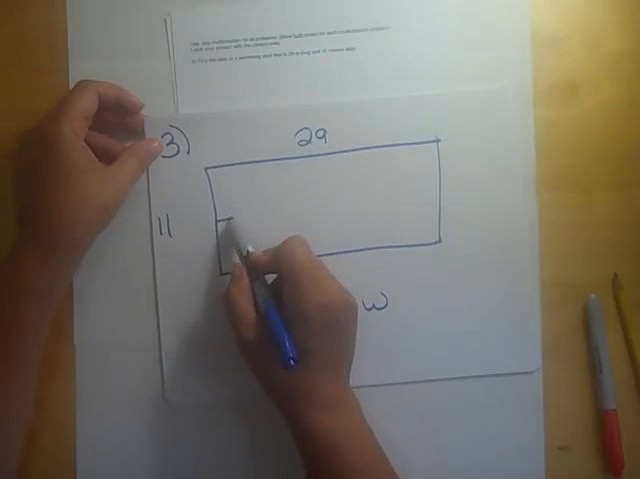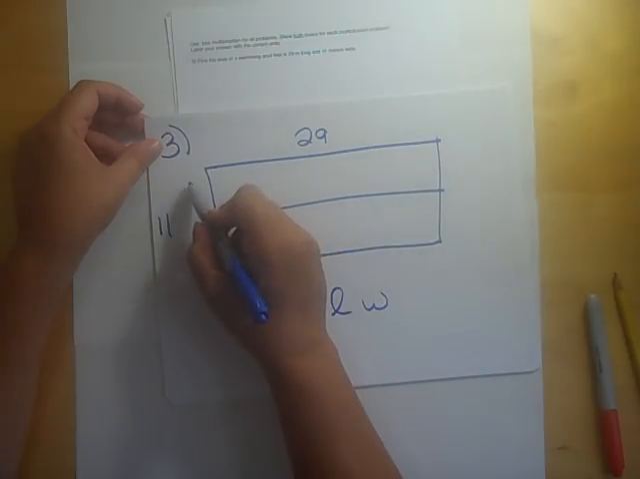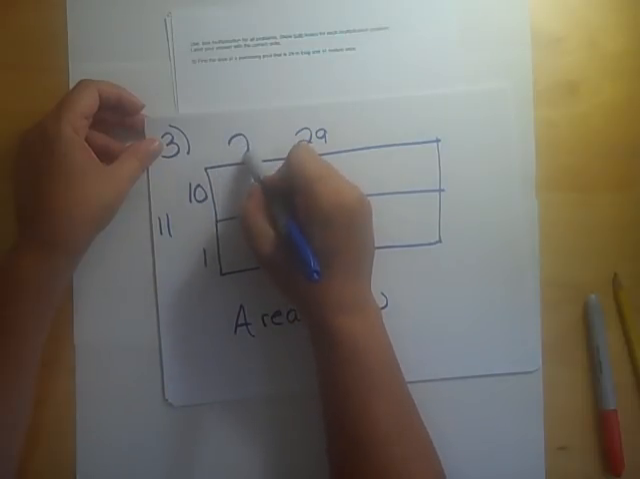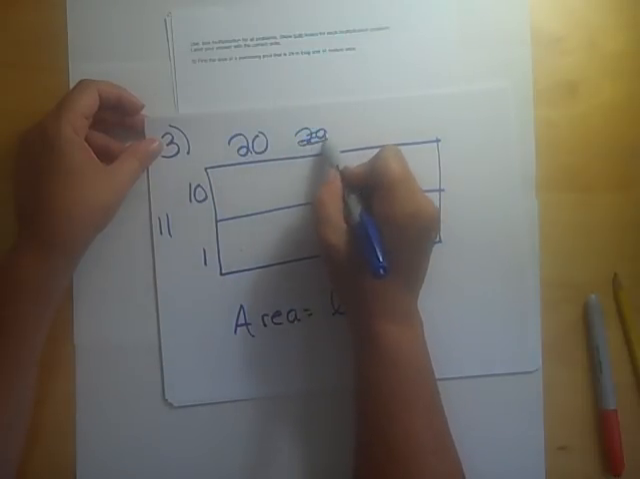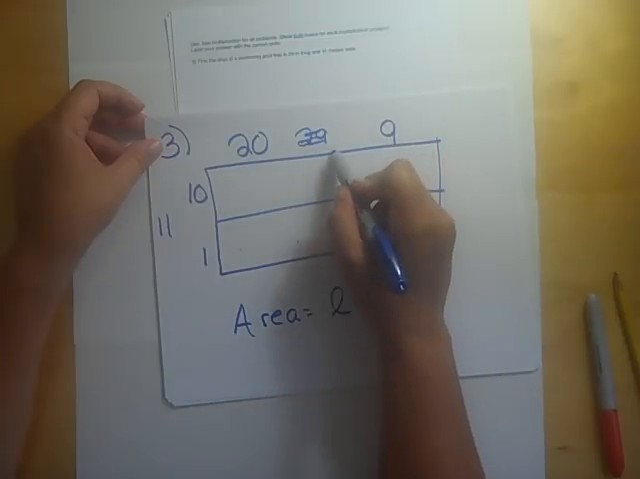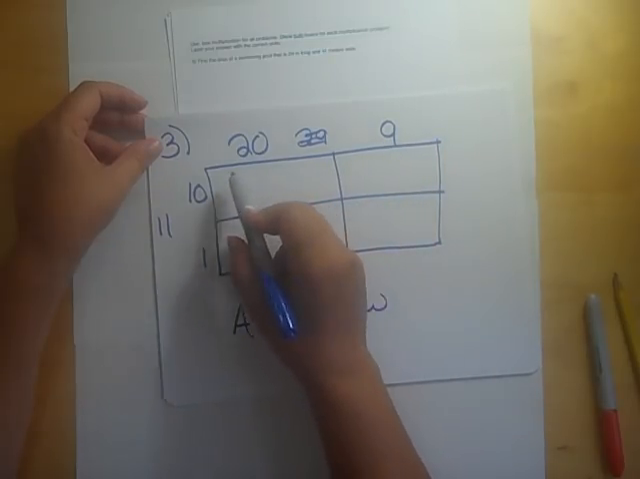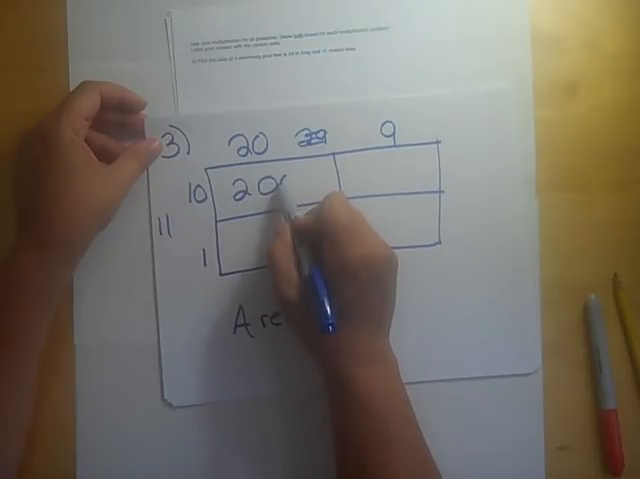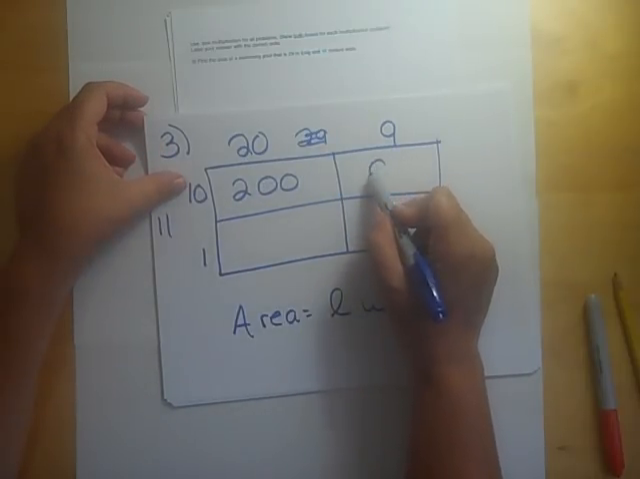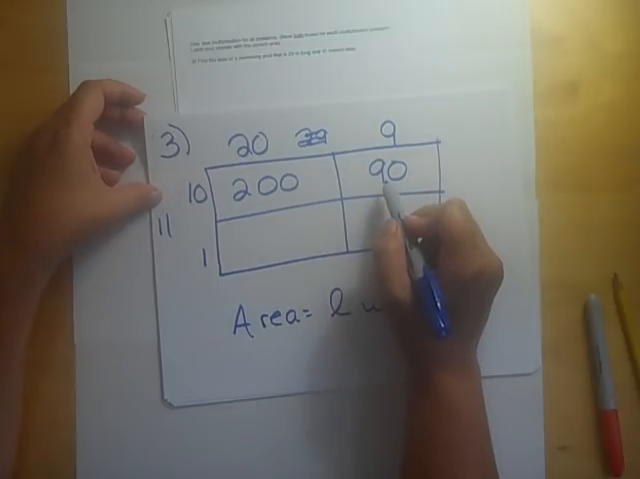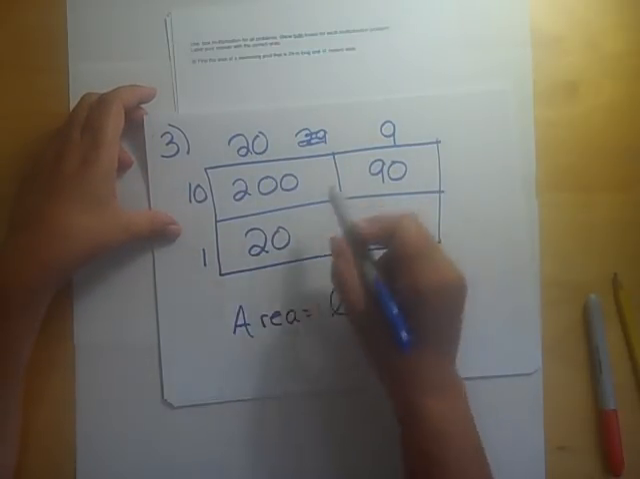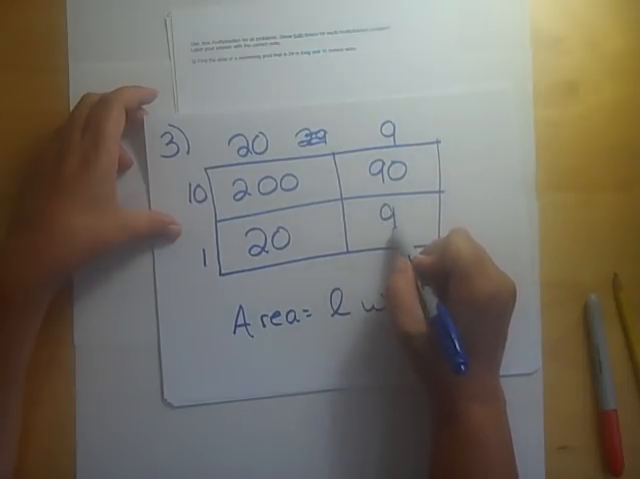So let's go ahead and just use the drawing we just made of our swimming pool as our box multiplication. So we can rewrite our 11 as a 10 and a 1. We can rewrite our 29 as a 20 and a 9. So 2 times 1 is 2. We need 2 zeros. 9 times 10 is 90. 1 times 20 is 20. 1 times 9 is 9.